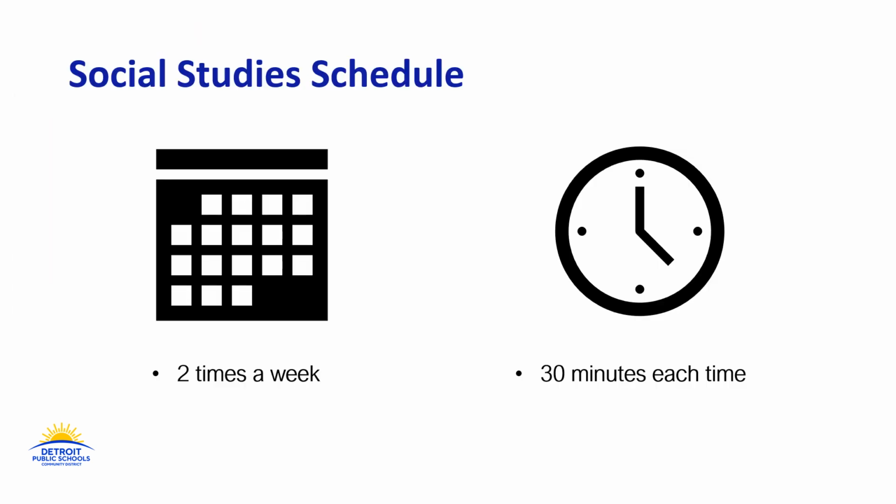So the schedule for social studies is this. You get to choose 2 times out of the week to do social studies. And out of those 2 times, each session should be 1 hour.